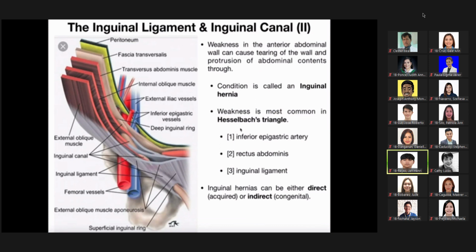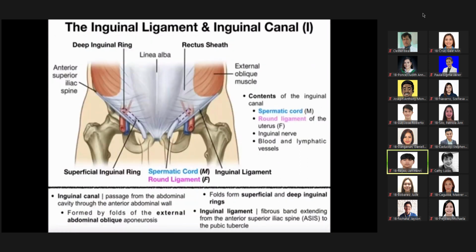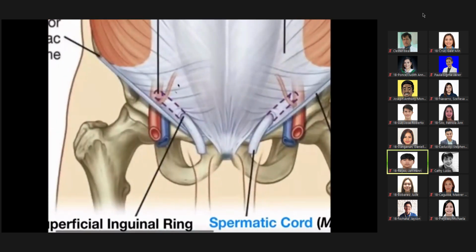Well, there's a guy named Hesselbach who determined that there's a specific spot where the tissue is automatically the weakest and therefore more susceptible to an inguinal hernia, and it's called Hesselbach's triangle. And Hesselbach's triangle has three boundaries. One is the inferior epigastric artery, second is the rectus abdominis, and third is the inguinal ligament. Okay, so we can see it better if we look at this picture right here. So this region right here forms the triangle. So on one border of it, we have this inferior epigastric artery. Down on this border, going downwards, we have the rectus abdominis. And then here we have the inguinal ligament as the third border.